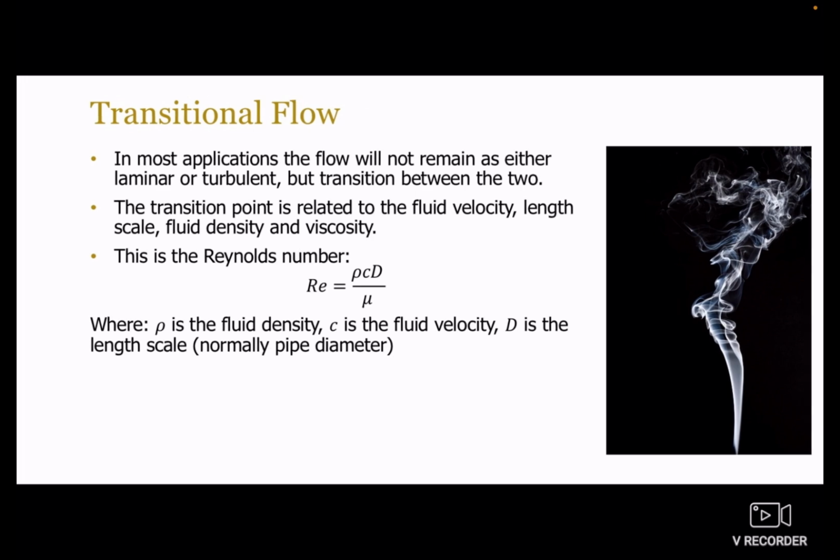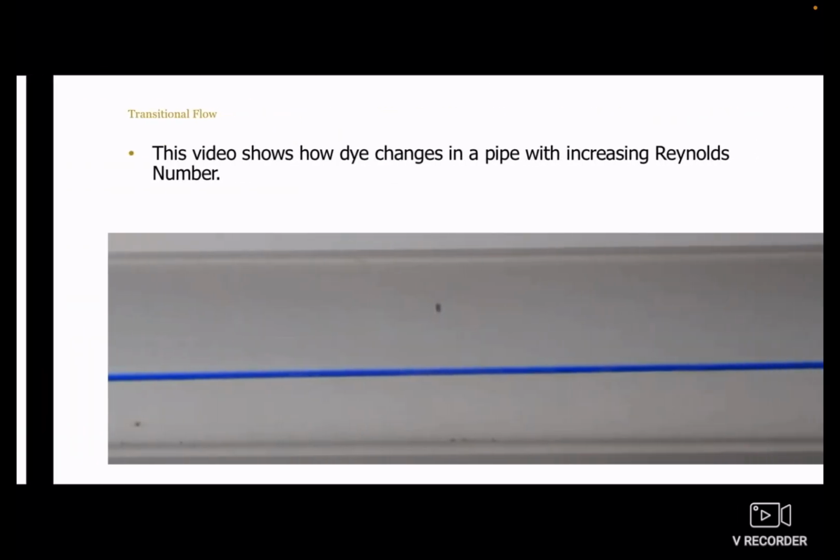Transitional flow. In most applications, the flow will not remain as either laminar or turbulent, but it transitions between the two. The transition point is related to the fluid velocity, length scale, fluid density, and viscosity. This is Reynolds number, given by the equation Re = ρcd/μ, where ρ is the fluid density, c is the fluid velocity, d is the length scale, normally pipe diameter, and μ is the viscosity.